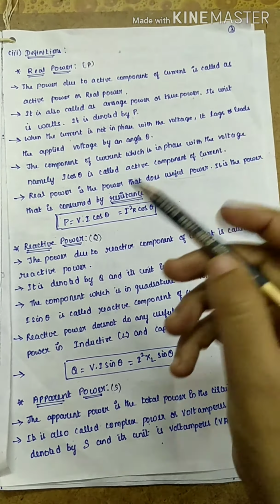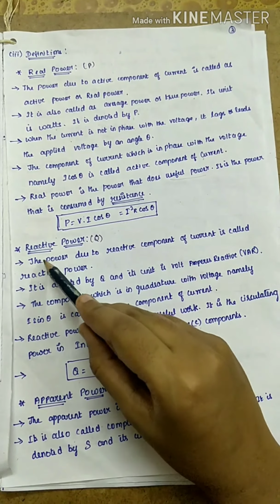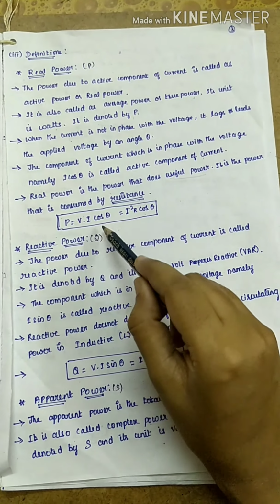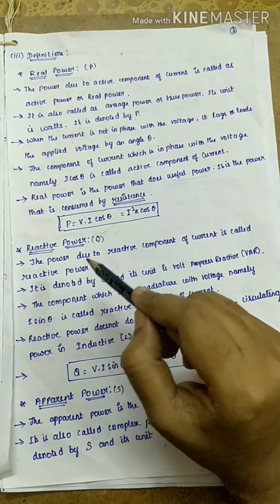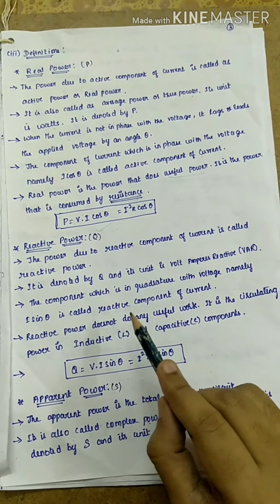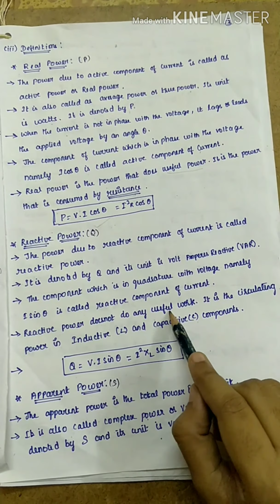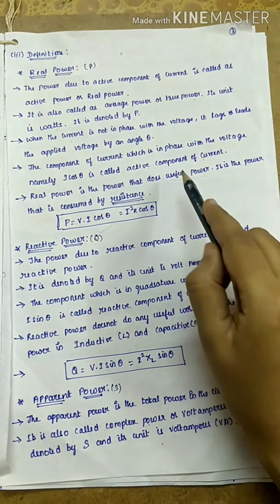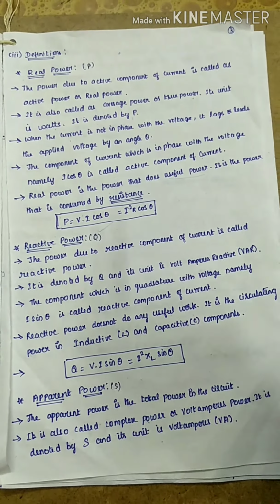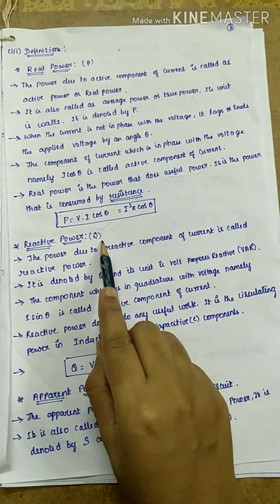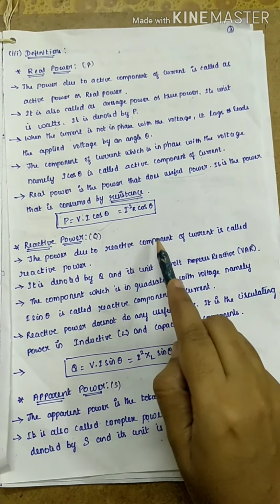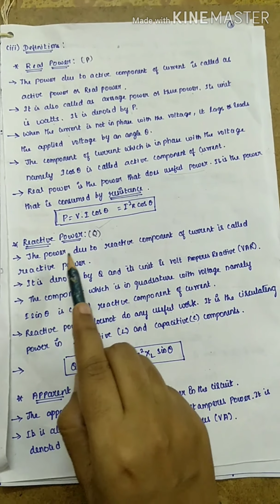Now we are going to see what is reactive power. The reactive power is denoted by the letter Q. The reactive power does not do any useful work, whereas the real power does useful work. The formula for reactive power: the power due to the reactive component of current is called reactive power.